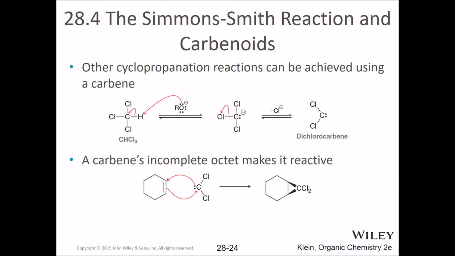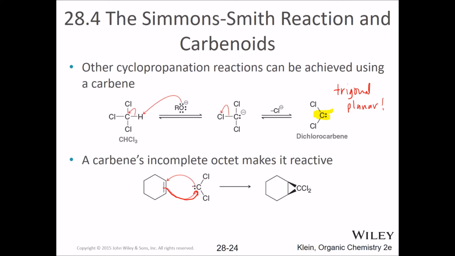Other cyclopropanation reactions can also be achieved by using a carbene. I think this is the last slide. And a carbene is this. Notice there's no formal charge on this, and it's trigonal planar. That makes it an excellent electrophile, a great target for a pair of electrons. And there's the electrons right there.